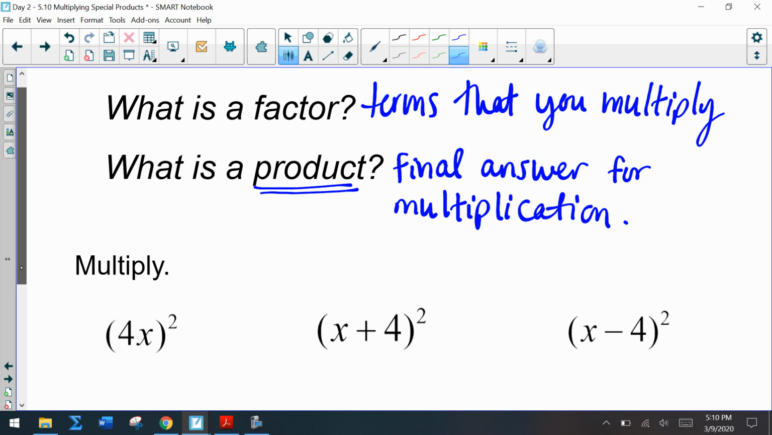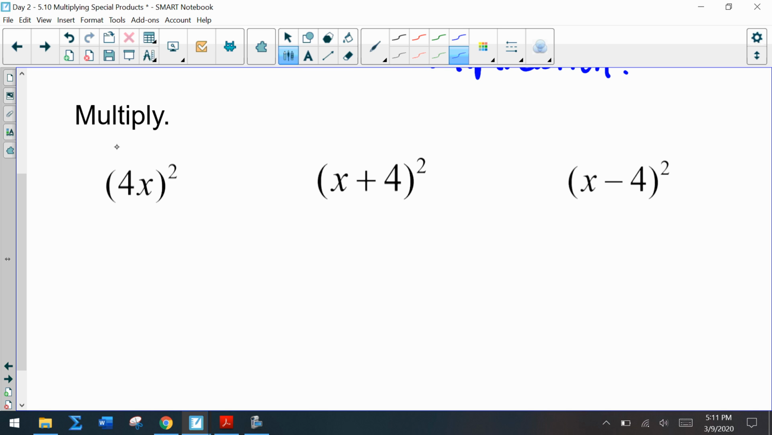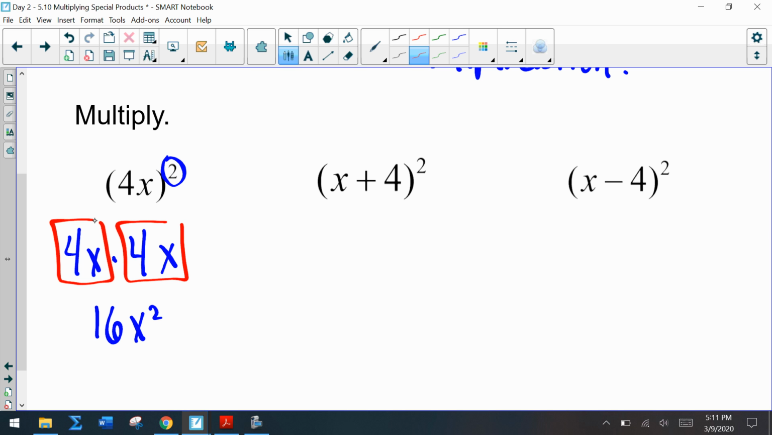Okay, so we're going to begin utilizing these terms to help us now. So if we are looking at these 3 examples, I want us to look at this first one and think about what we had to do. We could use our exponent properties, but when we derived our exponent properties, we expanded 4x squared into 4x times 4x. So now we have 16x squared. These are called your factors, and then the 16x squared is your product.